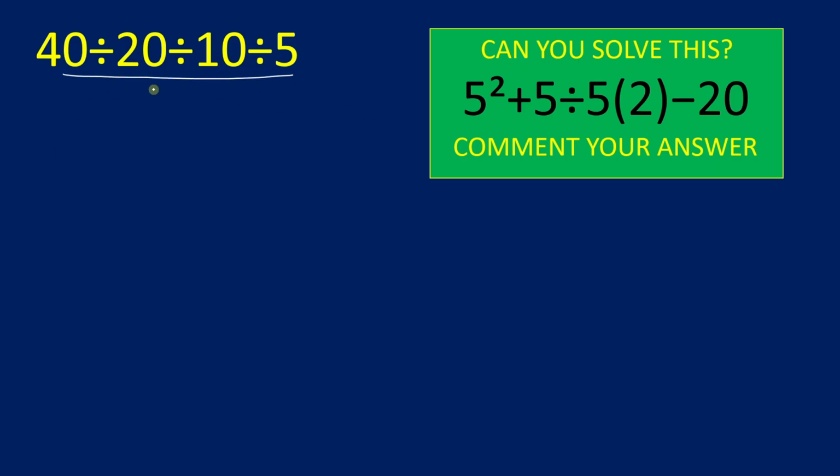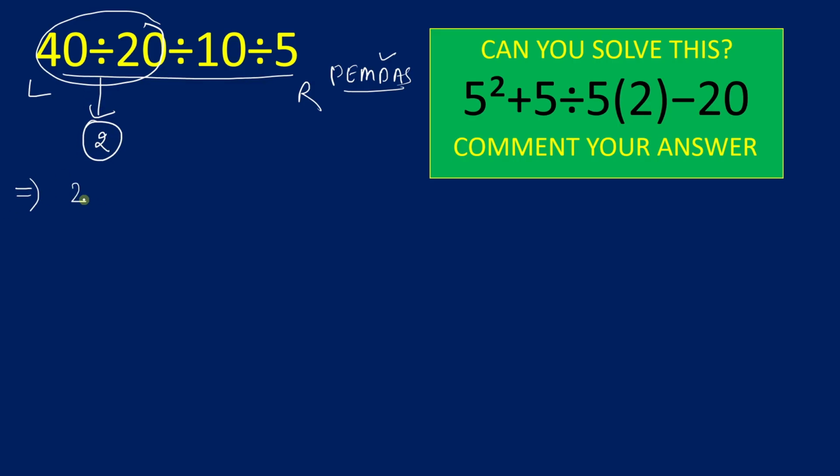As we know, according to PEMDAS, we have multiplication and division, but since all the operations are division, we will do left to right operation. First we have to solve this part, which is 40 divided by 20, which gives the result 2. So we can simply write 2 divided by 10 divided by 5.